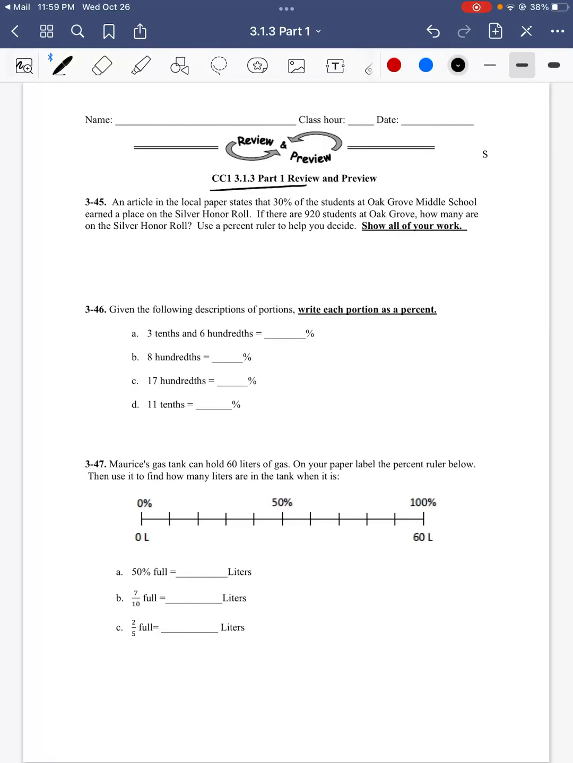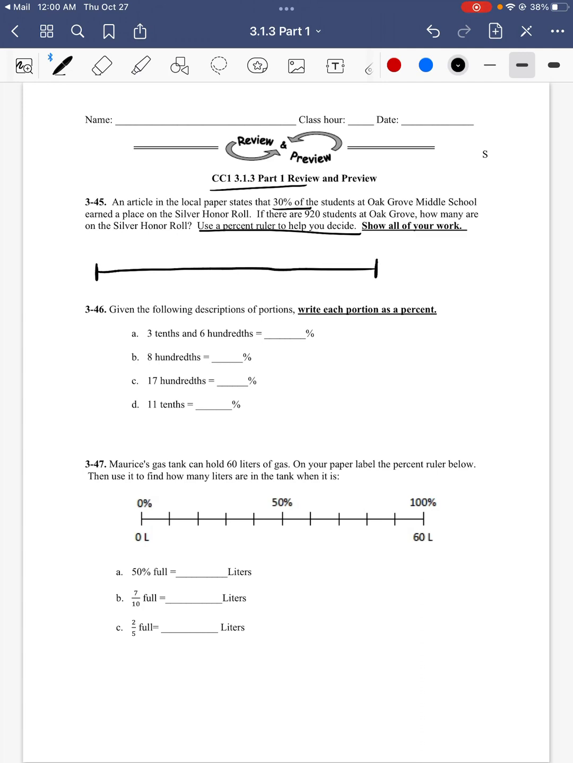Okay, today we are going over CC1 3.1.3 Part 1 Review and Preview. We're going to look at problem 45 first. It says, an article in the local paper states that 30% of the students at Oak Grove Middle School earned a place on the Silver Honor Roll. If there are 920 students at Oak Grove, how many are on the Silver Honor Roll? We want to use a percent ruler to help us decide.